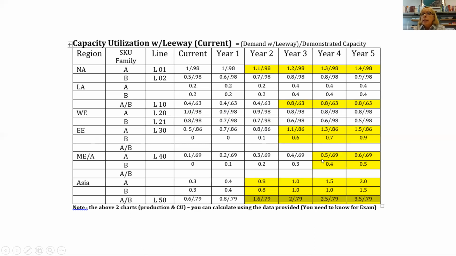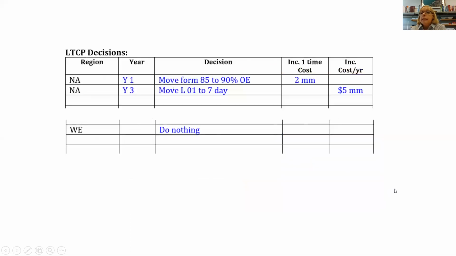If I look at the Middle East and I look at Africa, we are anticipating demand with leeway in year 4 and 5 that's going to outstrip our demonstrated capacity. As we said, in China, from year 2 through year 5, definitely exponential growth. I'm going to take these one at a time as we walk through them.